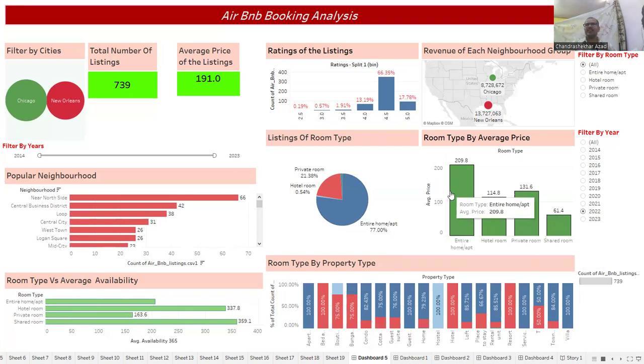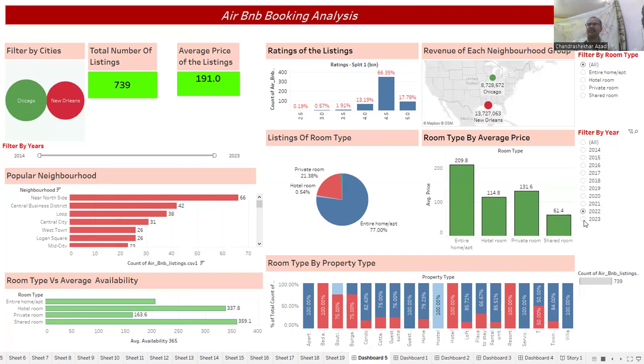The average price of entire home apartment is 209.8. Hotel rooms are 144. Private rooms have an average price of 131.6 and shared rooms have an average price of 61.4. Here the occupancy rate of private rooms is highest, while the shared room has a very low occupancy rate.